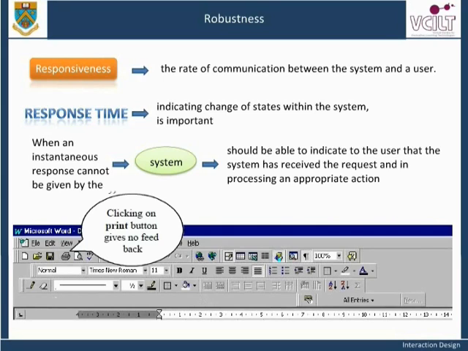As illustrated in the above picture, clicking the print icon on the Microsoft Word menu does not give feedback. For example, especially novice users may end up pressing the print icon a number of times. As well as response time of a system, consistency of responsiveness is also desirable.